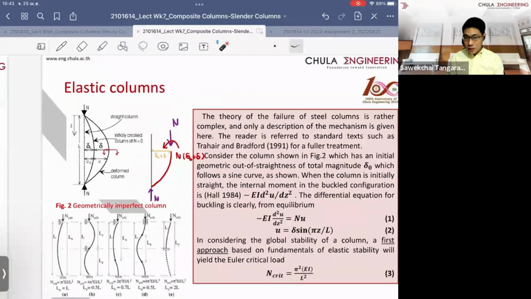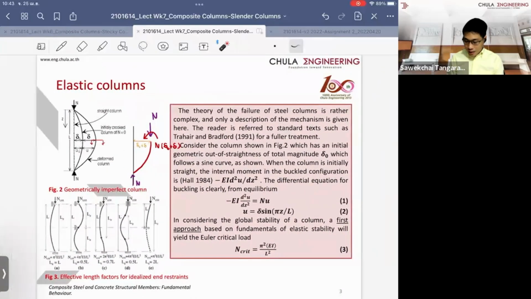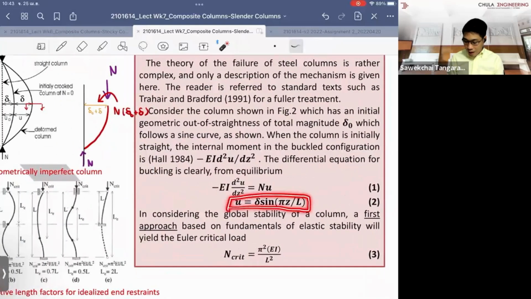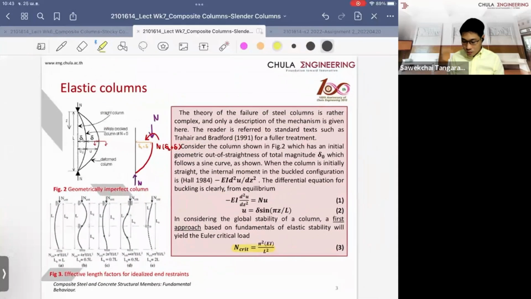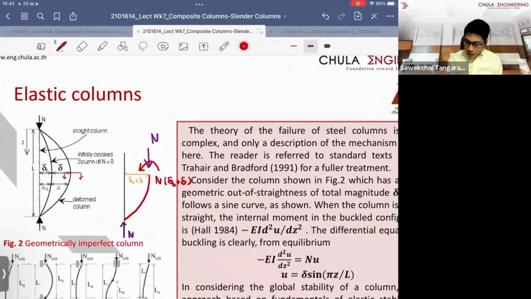Then we use the Euler buckling theories to assume the values of the eccentricity follow a sine curve. And we can derive this derivation to obtain the Euler buckling load. This is the first mode of the buckling. If you recall, in Euler buckling the column can form a curve, where the first mode is here, and you have the second mode, and the third mode, and so on.